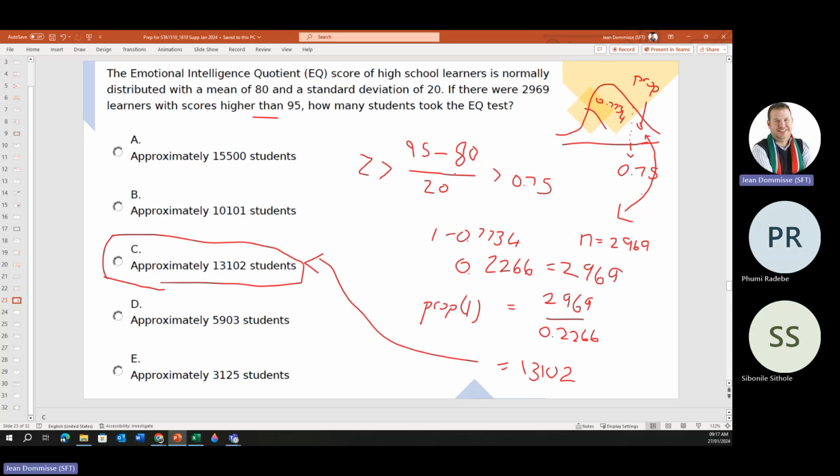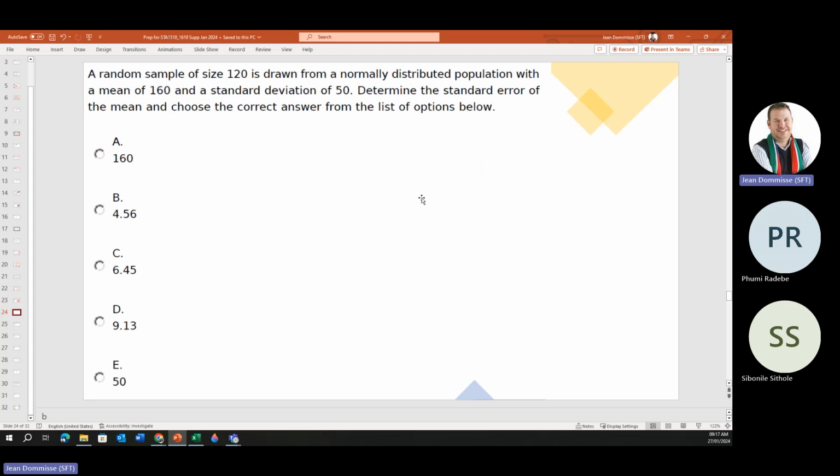Okay, so let's go to the next one. Again, let's just mark this. If you have time, go over this again and make sure that you can get it, because this might come up again in the exams.